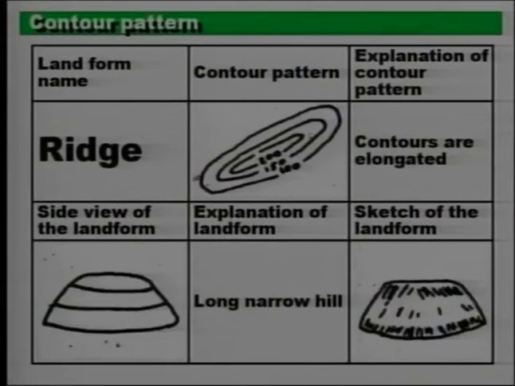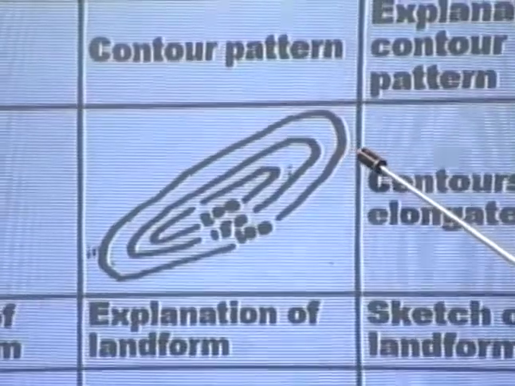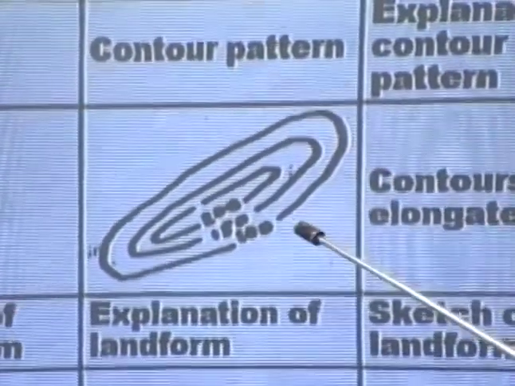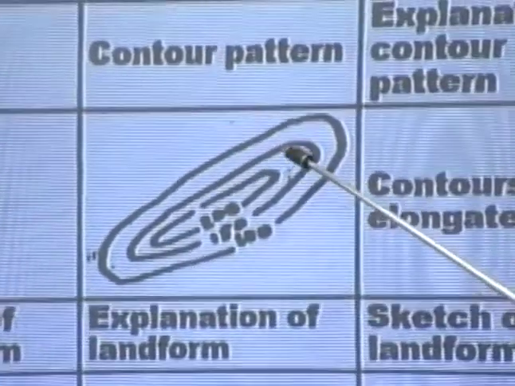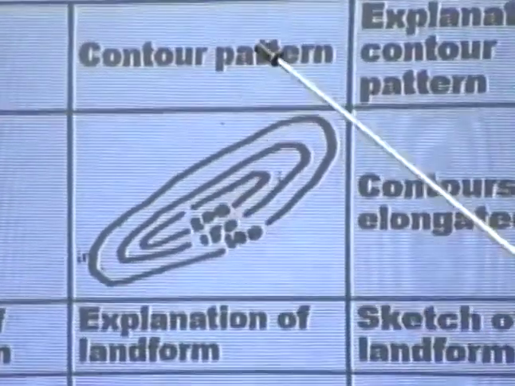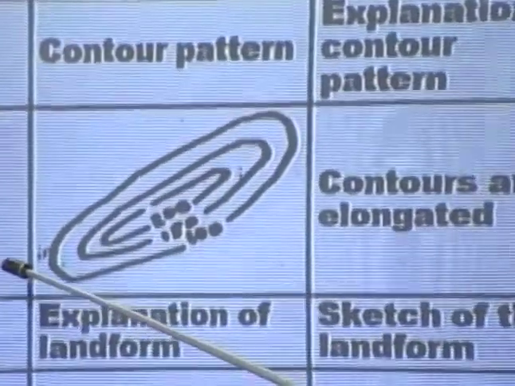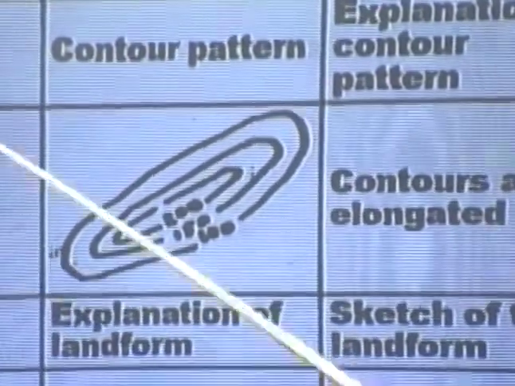Let's move on to the landform, a ridge. A contour pattern showing us the landform of a ridge would look like this. Contours are elongated, which means more or less an oval shape, that is not nice and round. If it is nice and round, it would be that of a hill. But because it is elongated, it represents the feature of a ridge.